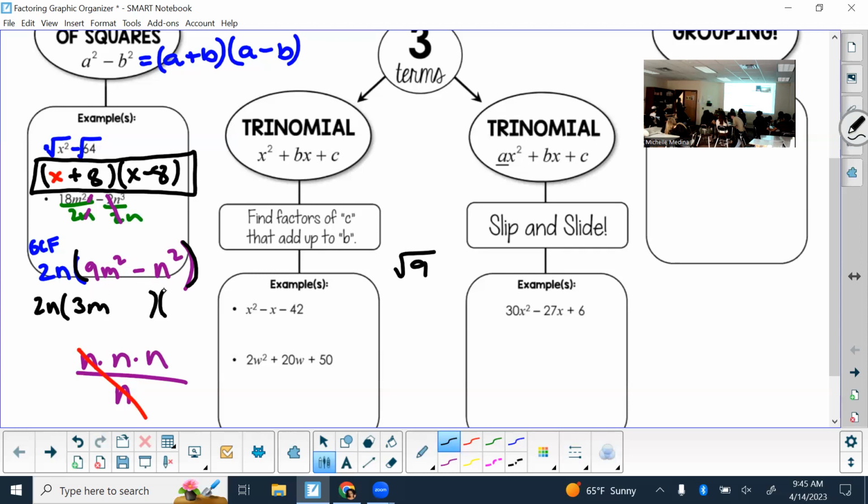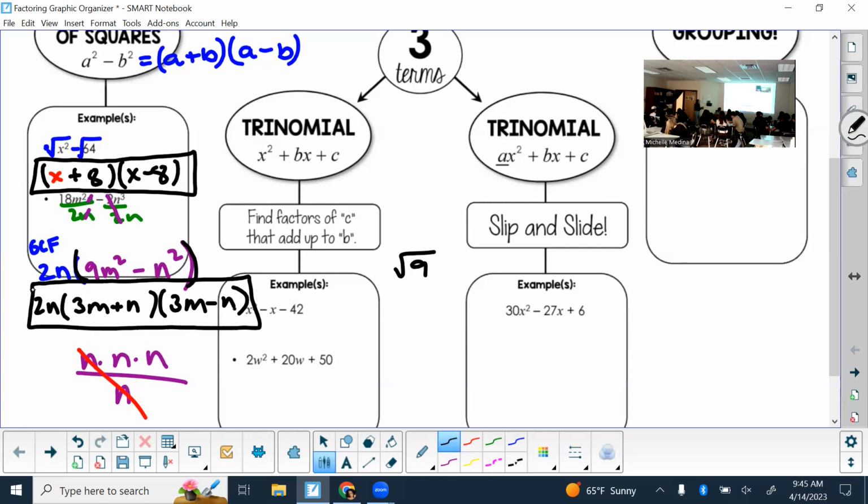I'll make sure we're paying attention. And then the second part of the parentheses, Allison, what's the square root of n squared? It would just be n. So in one of the parentheses, it's plus n, and the other is minus n, and now it's factored.